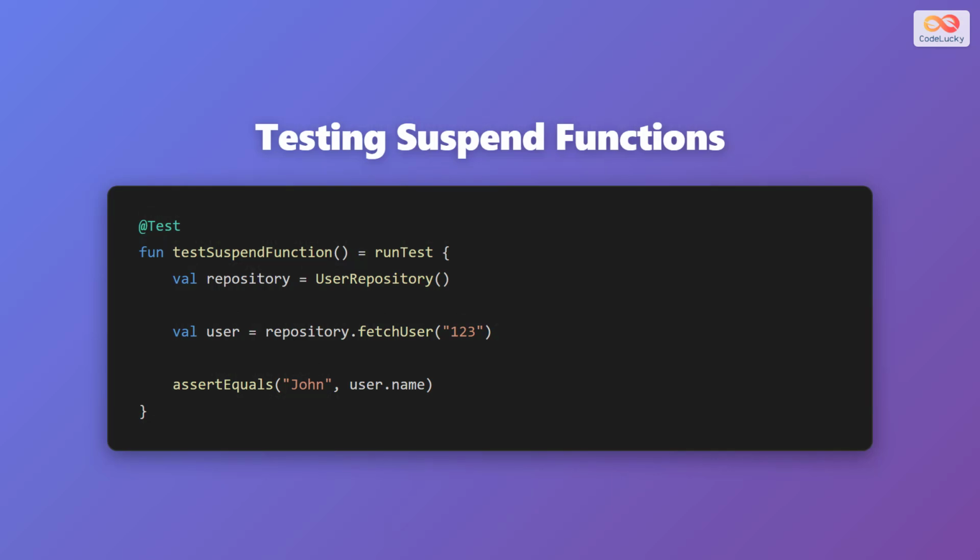Testing suspend functions is straightforward with runTest. You can call any suspend function directly from within the test scope. In this example, we create a user repository instance and call its fetchUser suspend function with an ID. The function executes completely within the test environment, and we can immediately assert the result. There's no need for callbacks or complex synchronization. The test code looks clean and reads naturally, just like regular synchronous code.